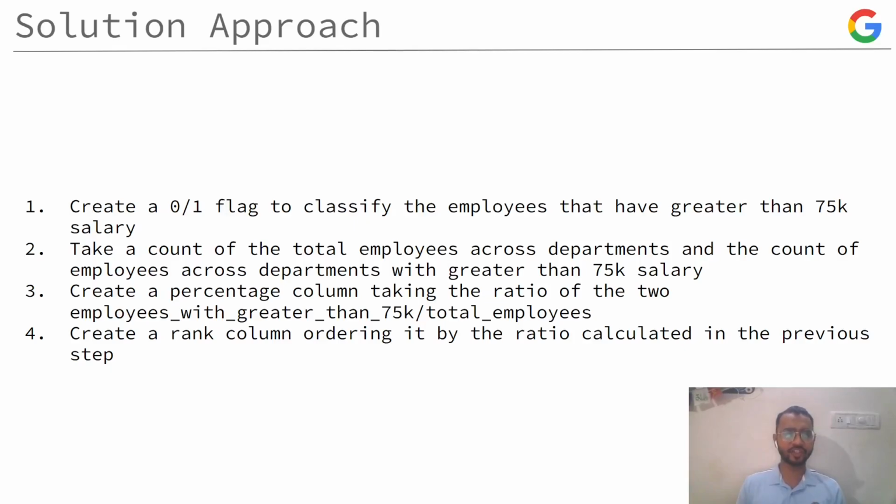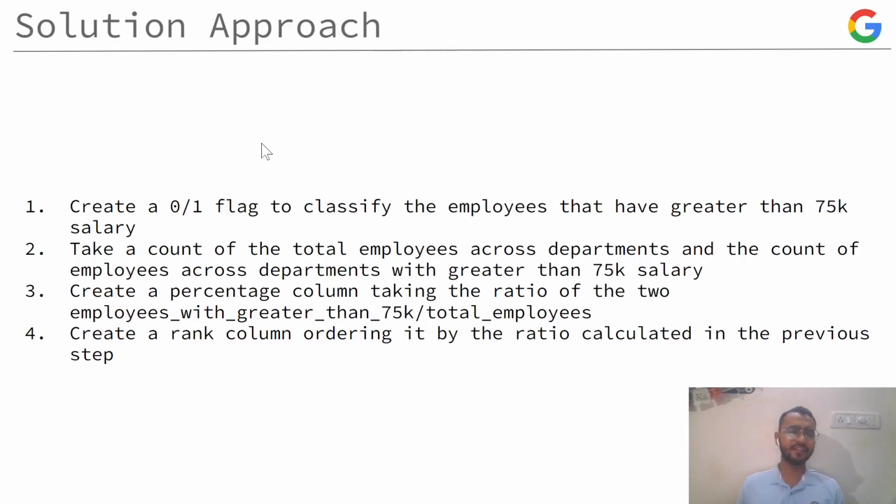It is a four-step approach where initially we will create a 0, 1 flag so that we can flag the employees that get more than 75K salary. The second step is we'll do a count of total employees across departments and a count of employees that have greater than 75K salaries. The third step is that we will simply take a ratio of both of these columns: employees with greater than 75K salaries divided by total employees.